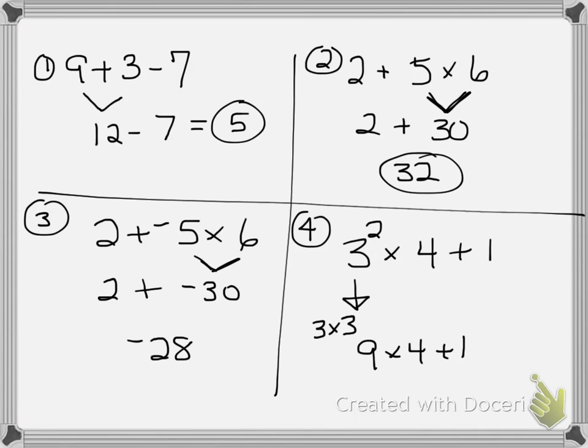Now, between timesing and adding, you times the numbers next. 4 times 9 is 36. Now you're allowed to add the final 1, and you get 37. So there's 4 examples of using order of operations.